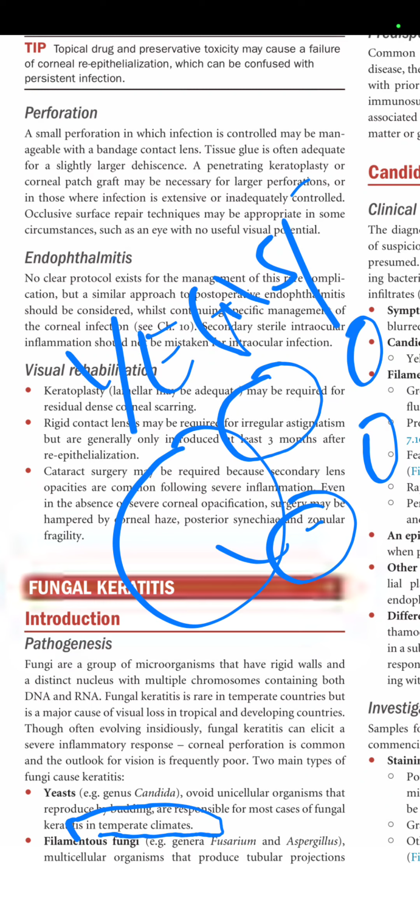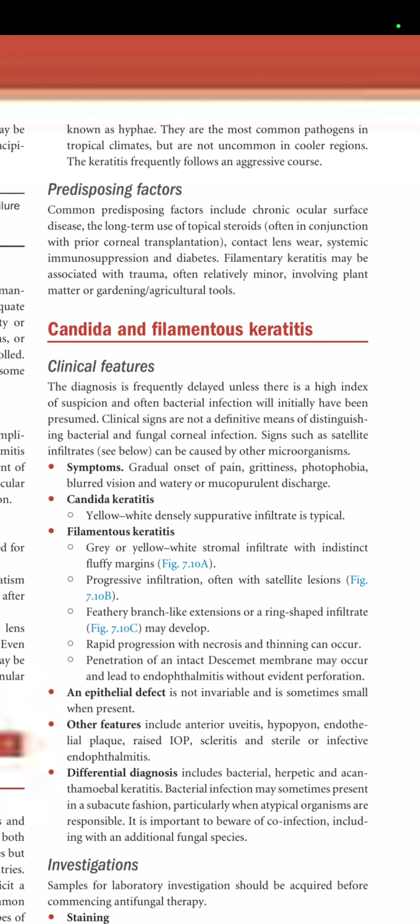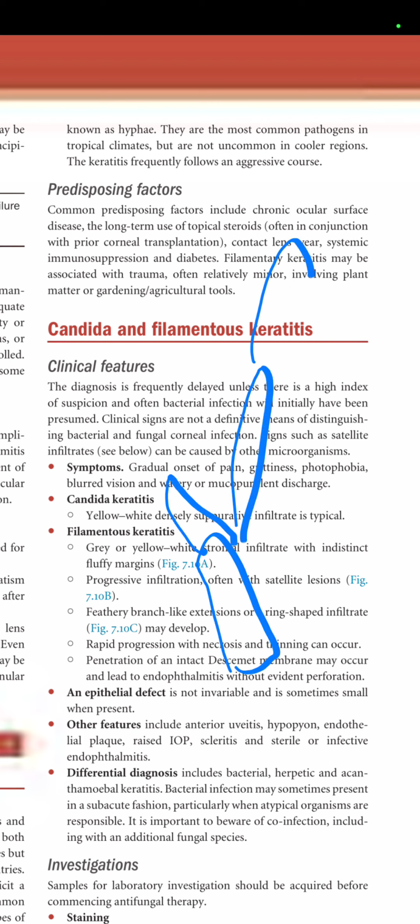Filamentous fungi, for example the genera Fusarium and Aspergillus, which are very common in the developing countries, are multicellular organisms that produce tubular projections known as hyphae. They are the most common pathogens in tropical climates, but not uncommon in cooler regions. The keratitis frequently follows an aggressive course. So it is divided by tubular projections known as hyphae, like this. And it is common in a tropical climate, whereas Candida was common in temperate climates.